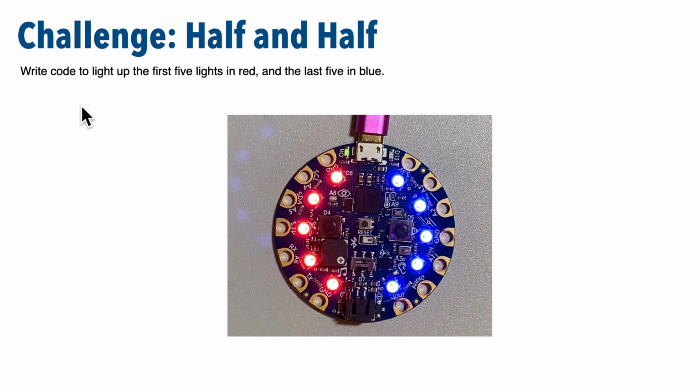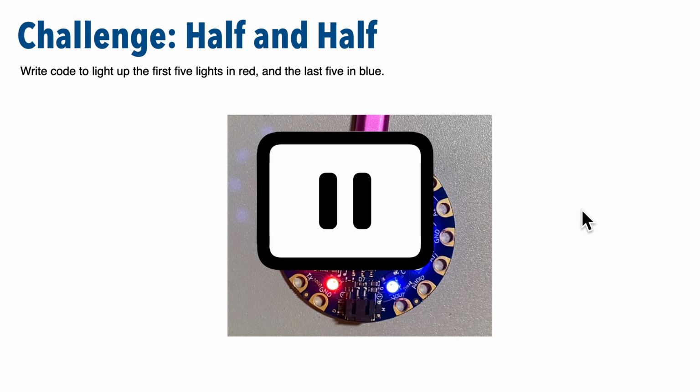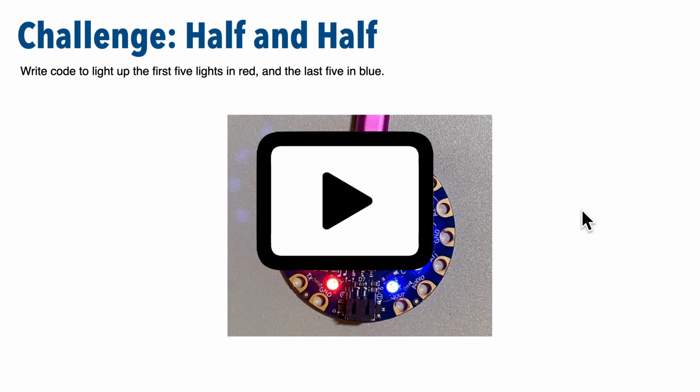And first, why don't you complete the half and half challenge? So you want to write code to light up the first 5 lights in your CPB in red and the last 5 lights in blue. So once you pause, give this a shot, and resume, and let's take a look at how you did.